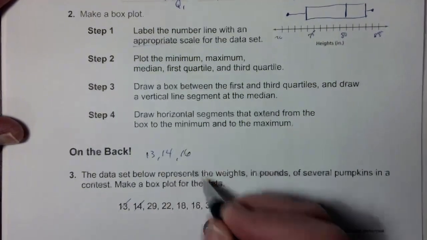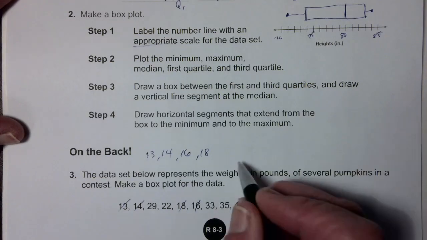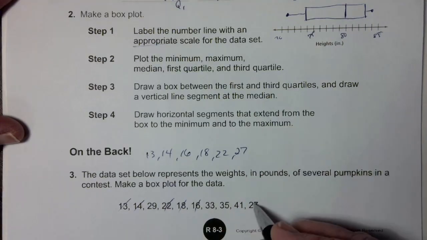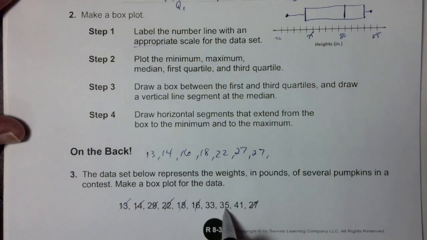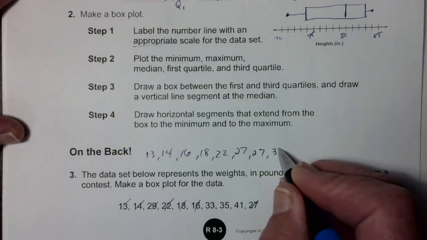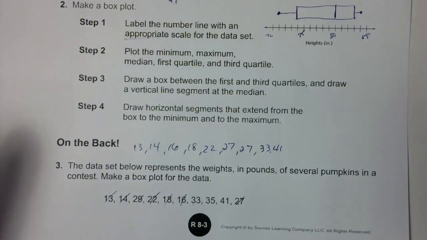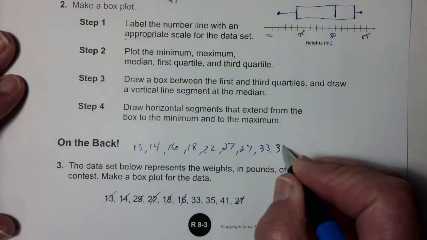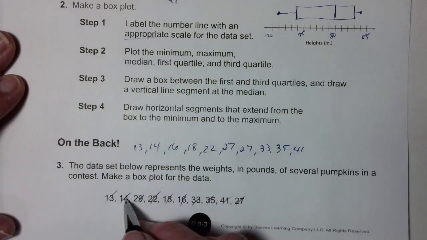And then 16. I see an 18, 22, 27, 29, 33, 35, 41, 33, 40, excuse me, I said it right and wrote it wrong, 33 and 35 and 41. 1, 2, 3, 4, 5, 6, 7, 8, 9, 10.